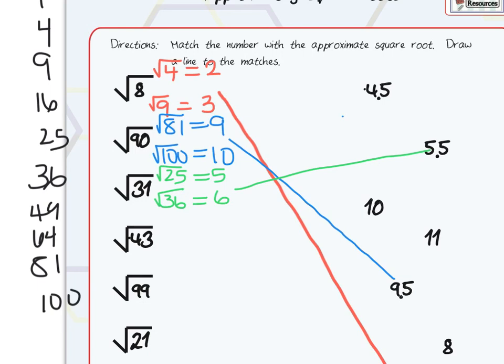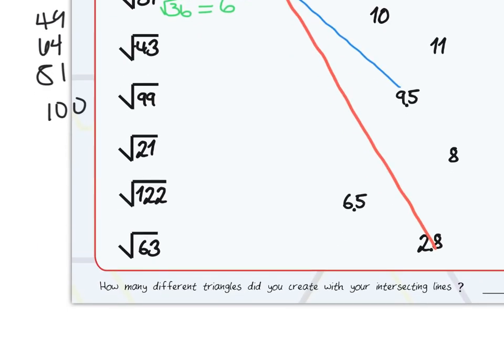So for the rest of your homework, approximate the square root of 43, square root of 99, square root of 21, square root of 122, and the square root of 63. And please make sure there's one question on the bottom down here. The question is asking how many different triangles did you create with the intersecting lines? We'll use that as the bonus points. So if you have any questions, please ask them in class tomorrow. Have a good afternoon.